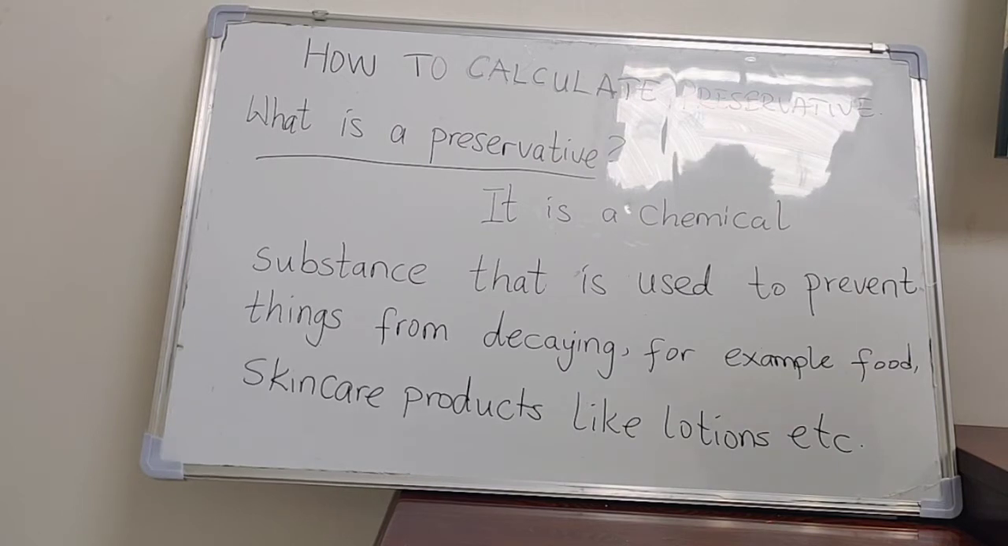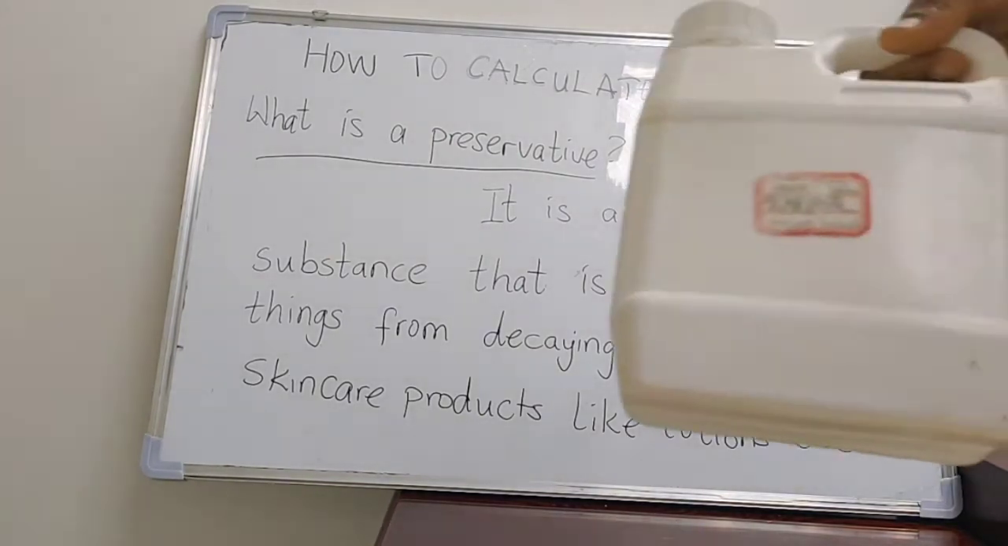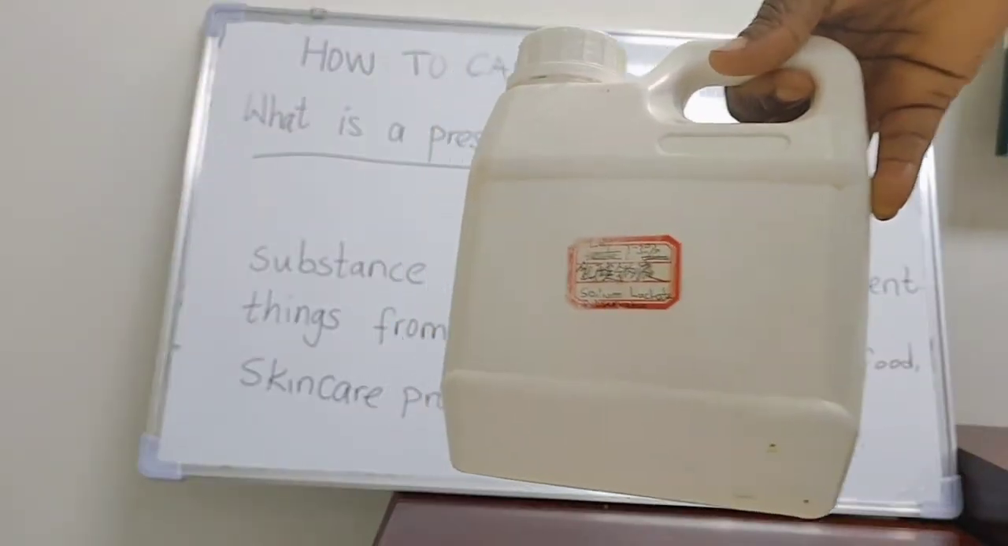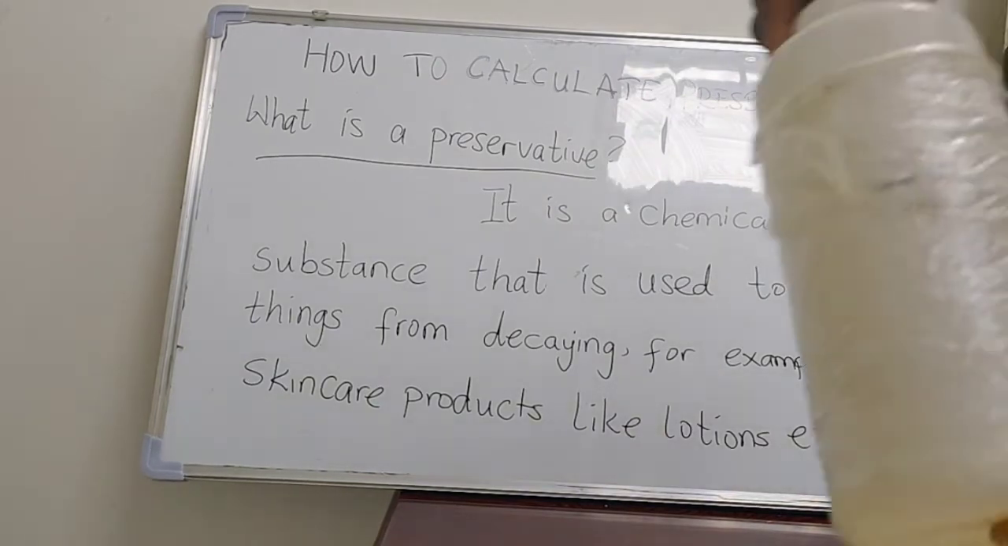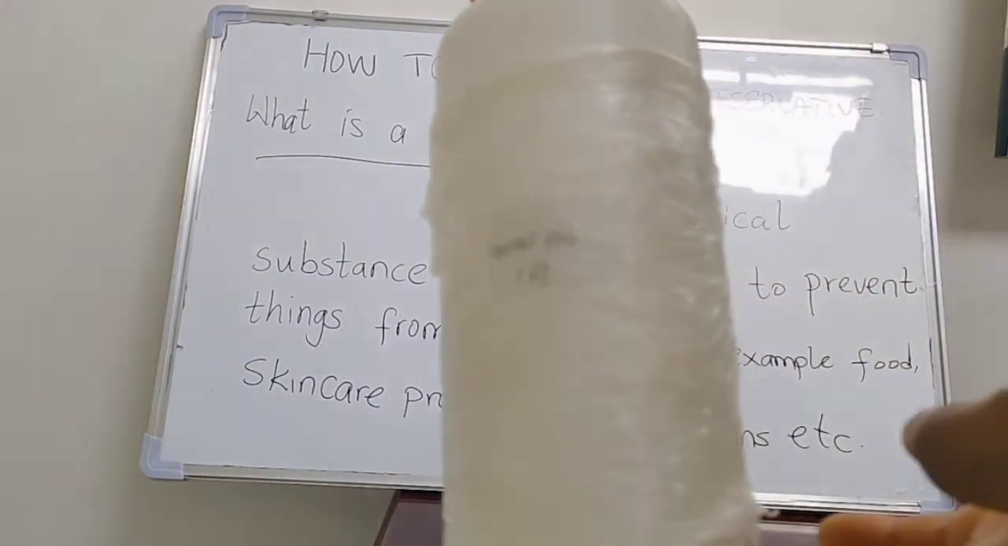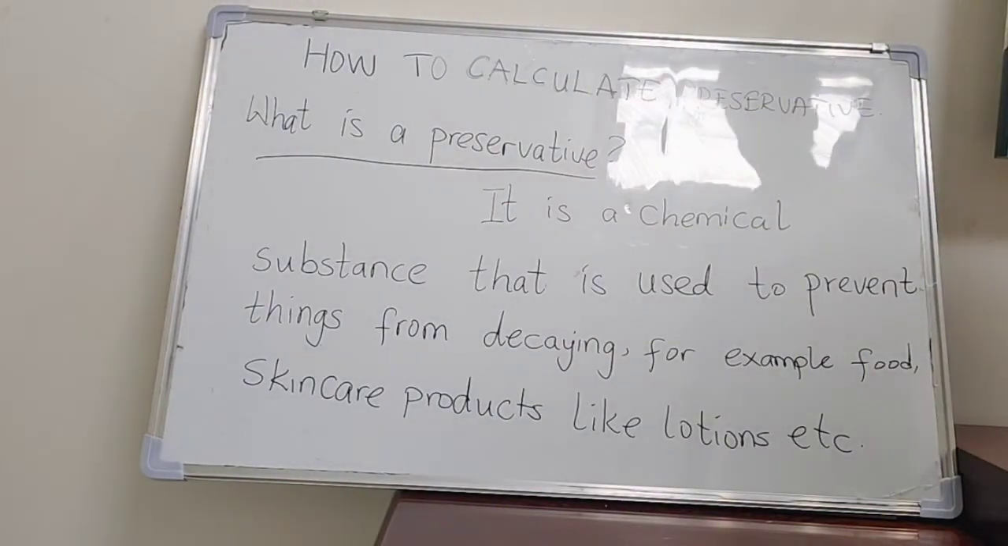And then always ask what percentage of preservative you are going to be adding into your lotion. Okay, for example, sodium lactate is 3% and Germall Plus is 1%.